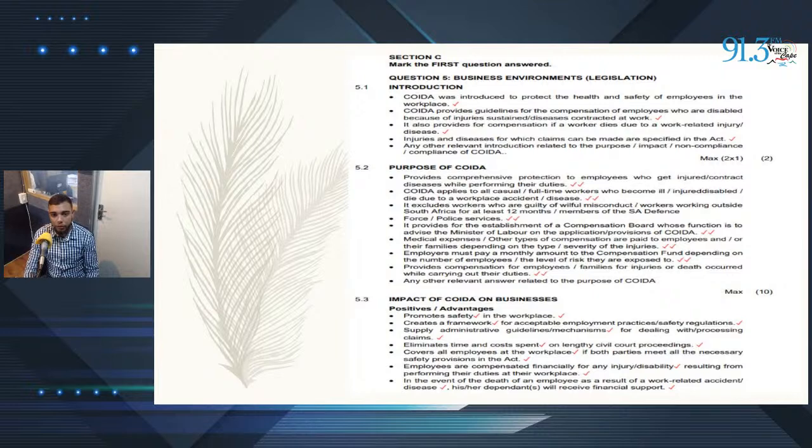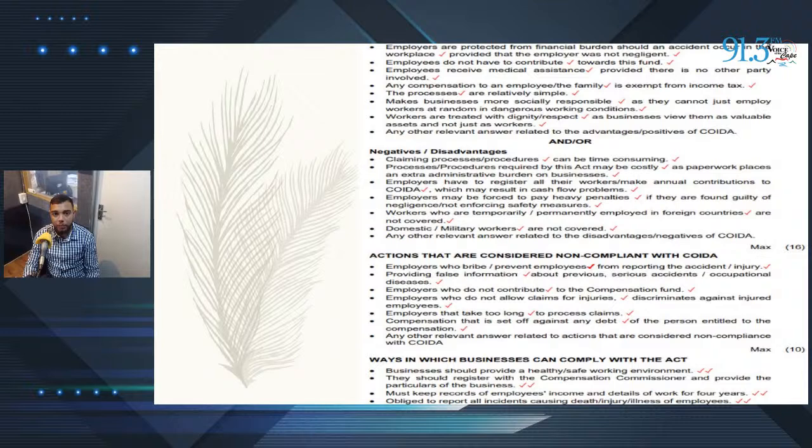So positives, I'm going to read out the easiest bullets for you. So it's promote safety in the workplace, and also the next easy one would then be eliminates time and cost spent on lengthy civil court proceedings. So that you can write 2 there. And the next 2 you can write by the negatives would then be claiming processes can be time consuming and domestic workers are not covered. So those are your impacts. There's easy 8 marks there.